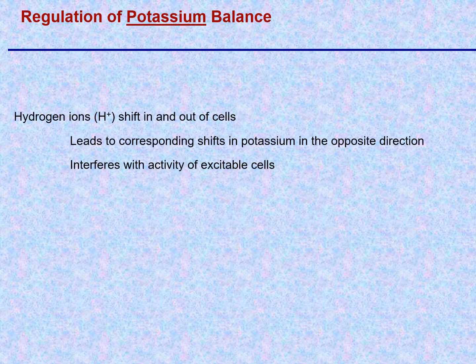So in fact, shifts in potassium are related to hydrogen ion shifts, and you get opposite direction of movement between potassium and hydrogen. If the potassium levels are abnormal, it can interfere with the level of excitability of the cells. So the pH has an effect.